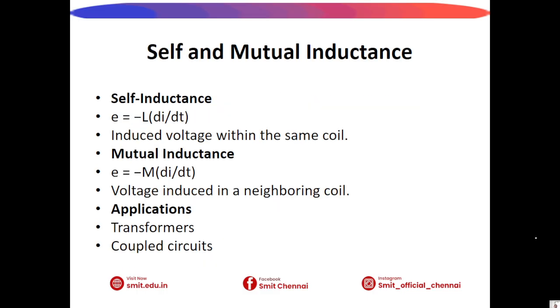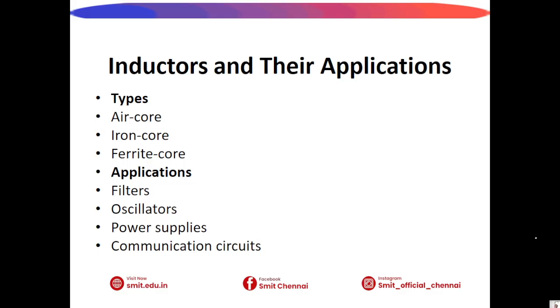Next we see self-inductance. Self-inductance occurs when a changing current in a coil induces a voltage in the same coil. Mutual inductance occurs when a changing current in one coil induces voltage in another nearby coil. Transformers operate using mutual inductance.